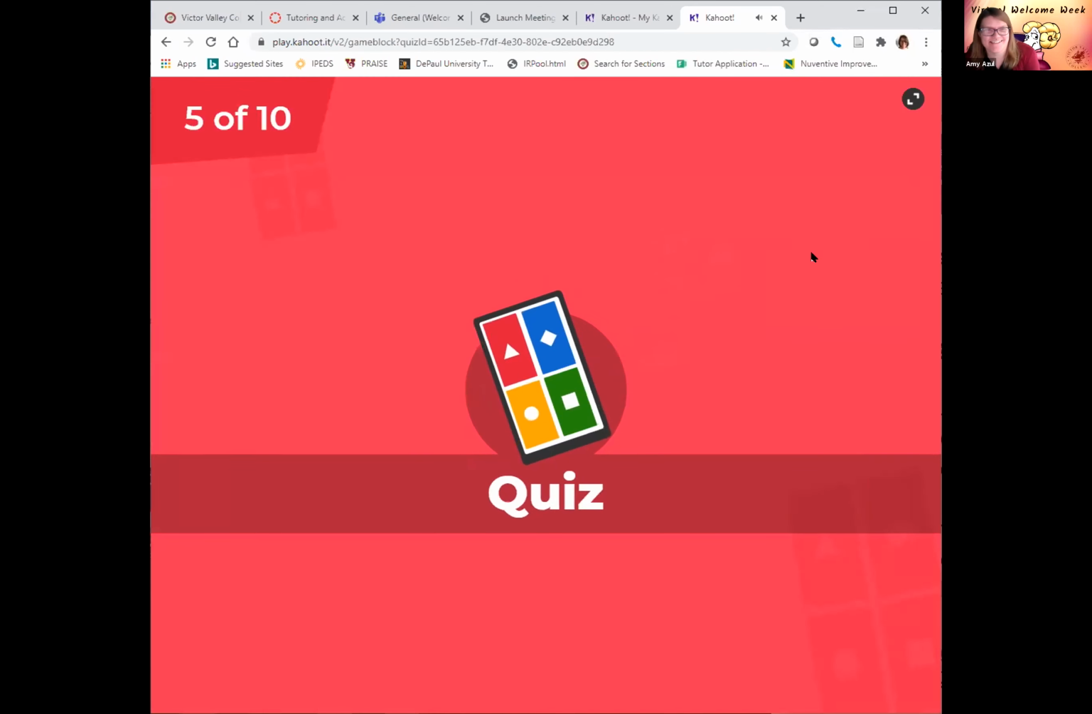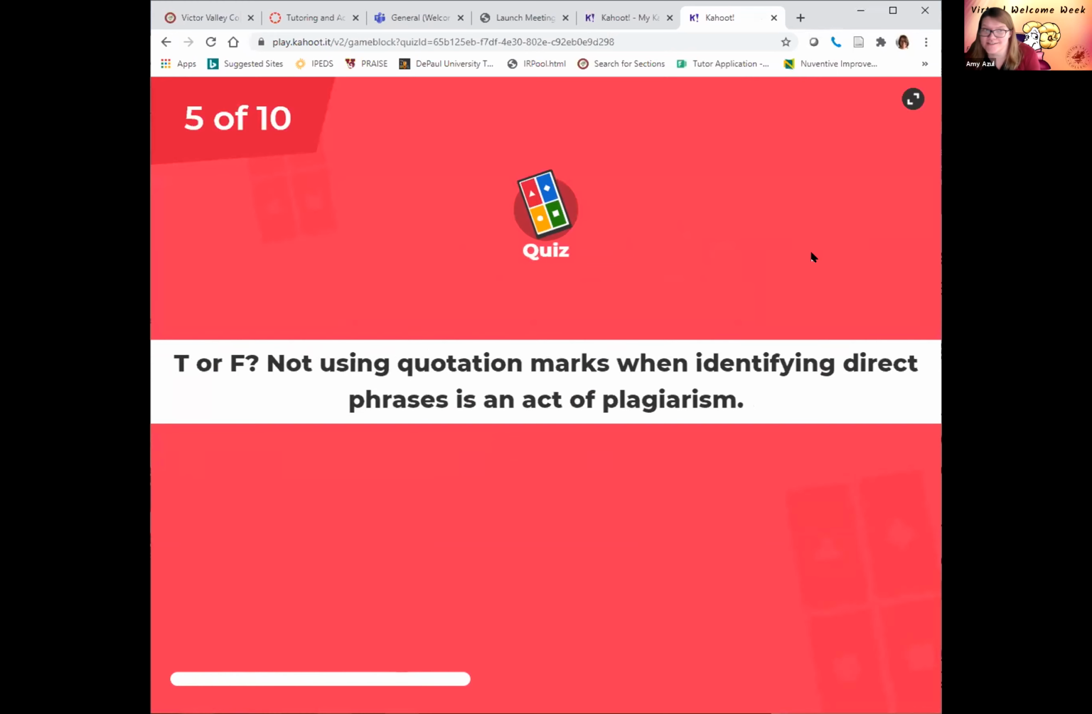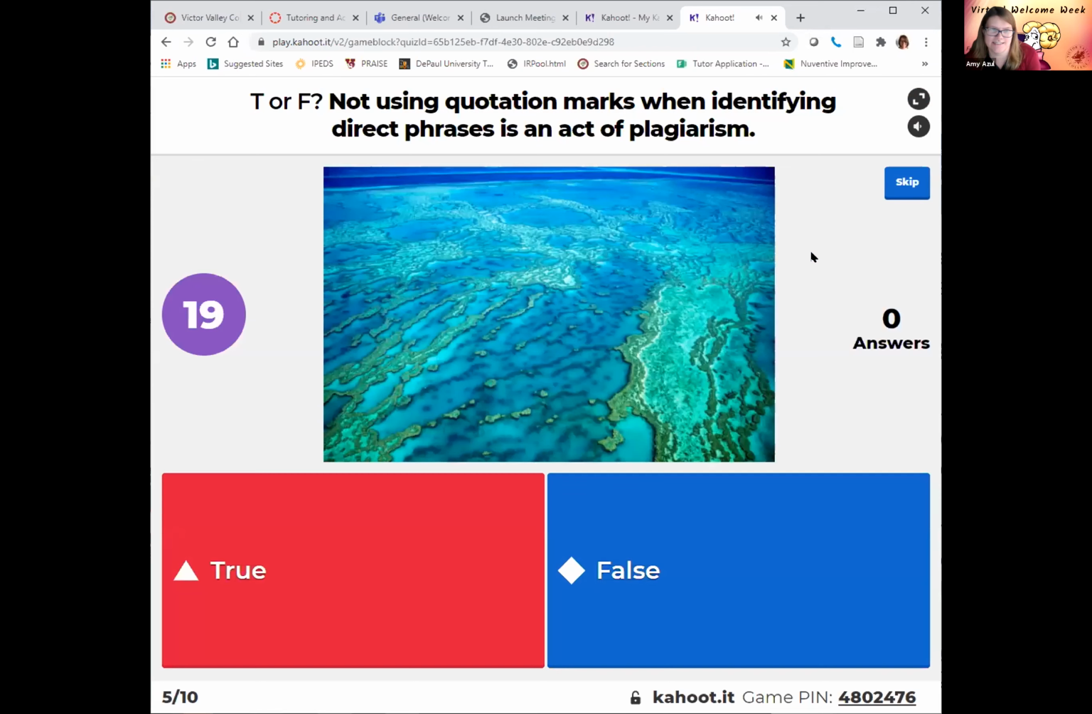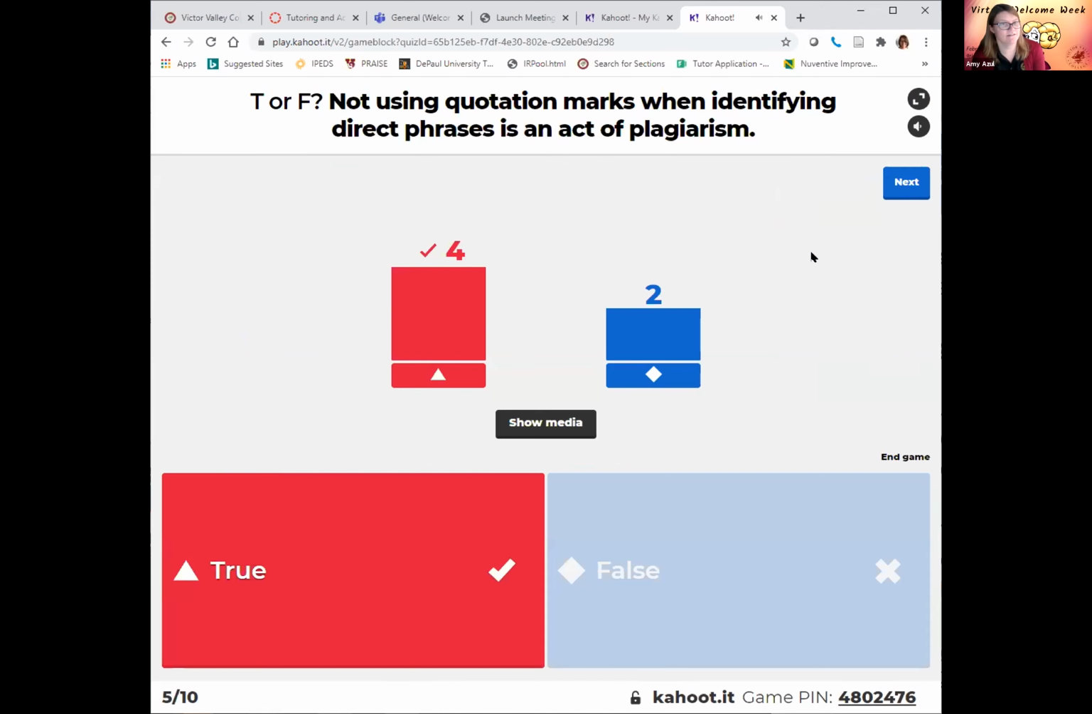All right. True or false? Not using quotation marks when identifying direct phrases is an act of plagiarism. See how we're doing. So yeah, not using quotation marks when identifying direct phrases is an act of plagiarism. It is.